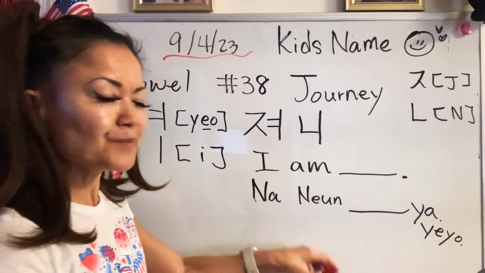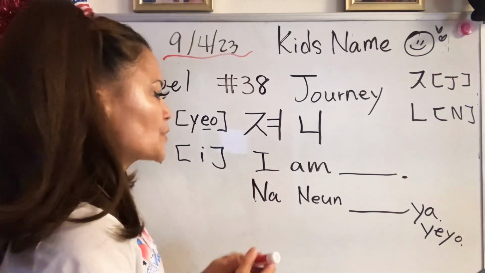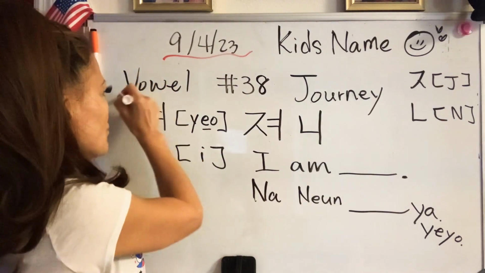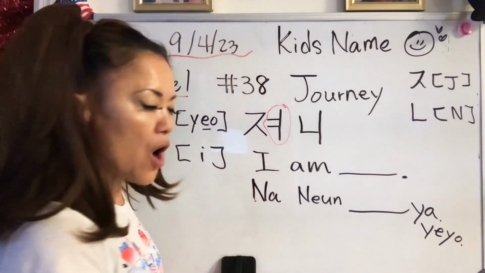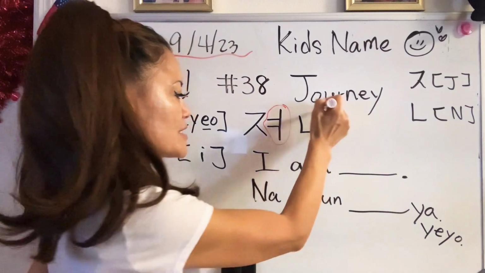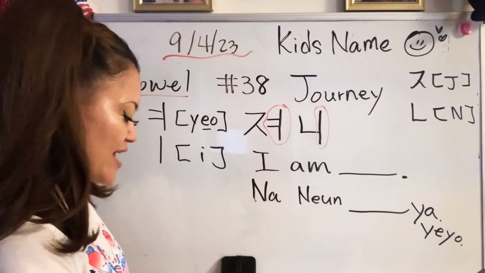Okay, this time I'm going to circle only vowel, okay? Vowel, circle, Z with yo. Yo. This is a E. Okay.